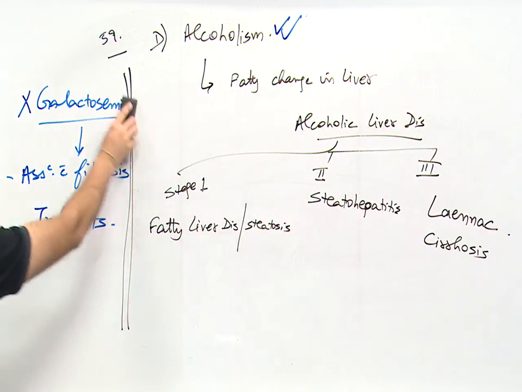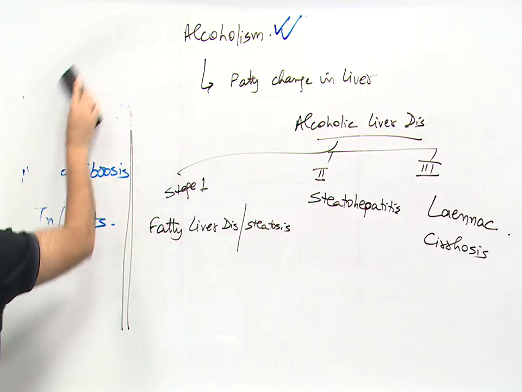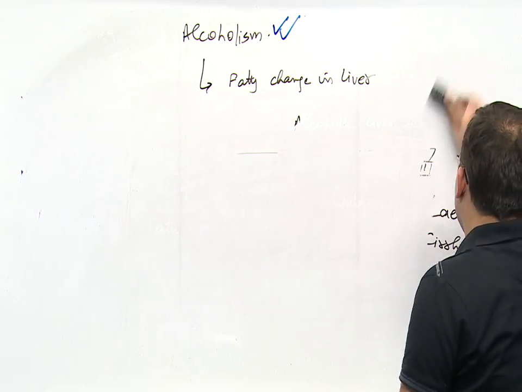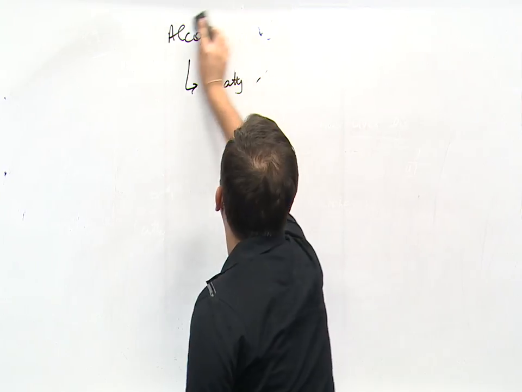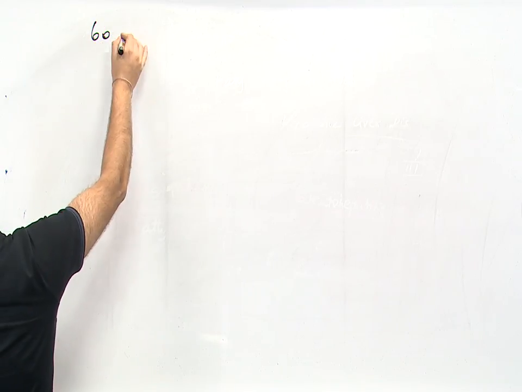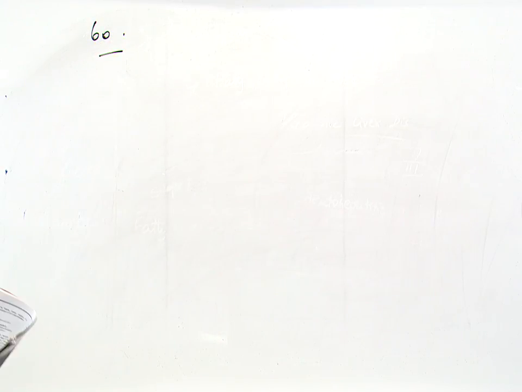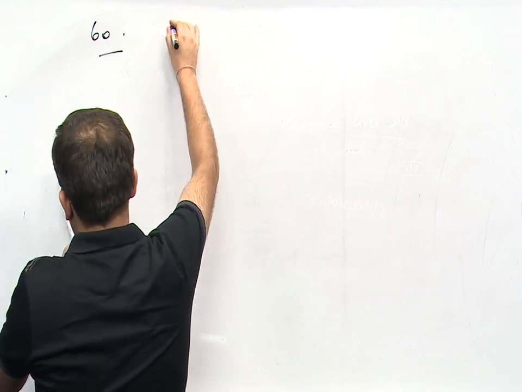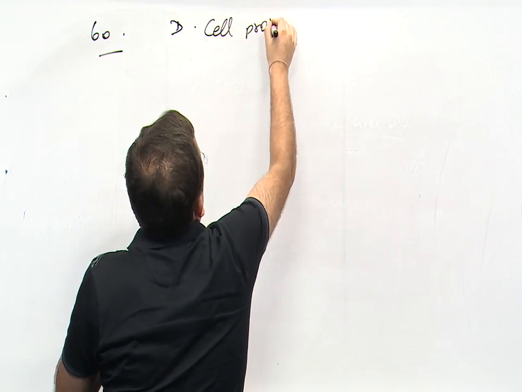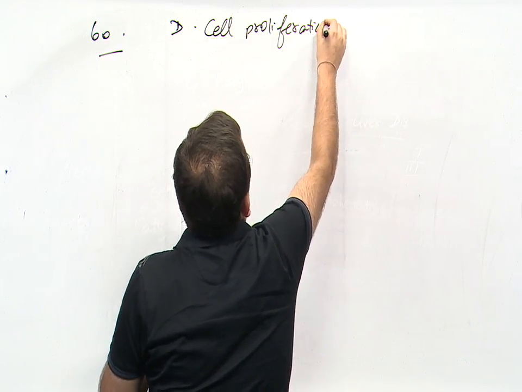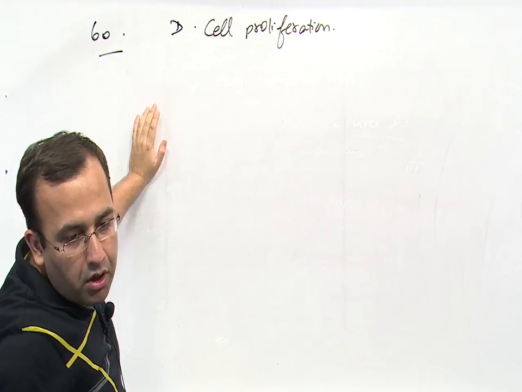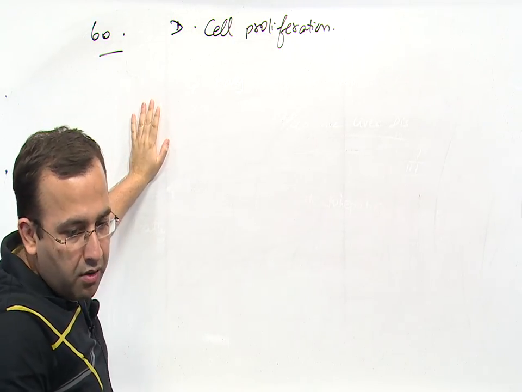Next, this gets us to the next question, that is question 60. COX-2 is seen in cell proliferation. So this has to be remembered. COX-2 is a feature of cell proliferation.